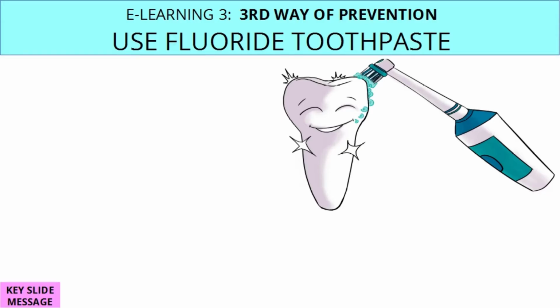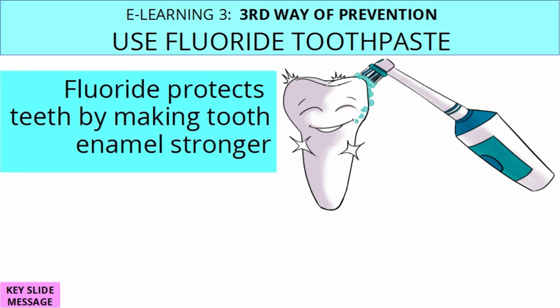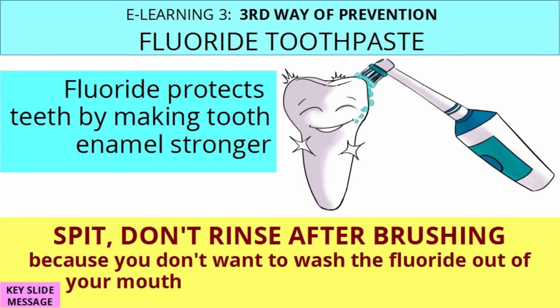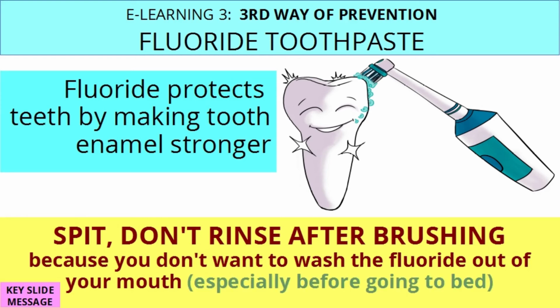Third way of prevention: use fluoride toothpaste. Fluoride makes the tooth enamel stronger. Don't rinse your mouth out after brushing with fluoride toothpaste. This is because you will wash away the fluoride in your mouth. This especially applies before going to bed, because fluoride rebuilds your enamel throughout the night, as you sleep.